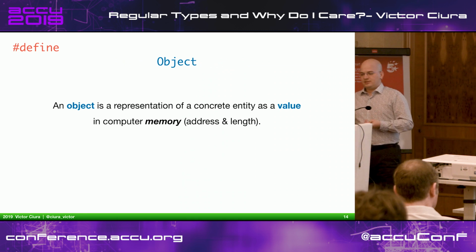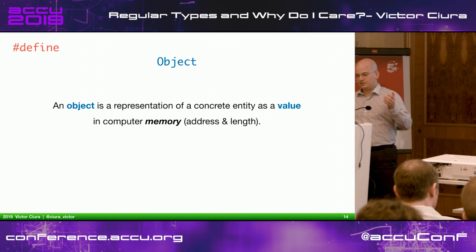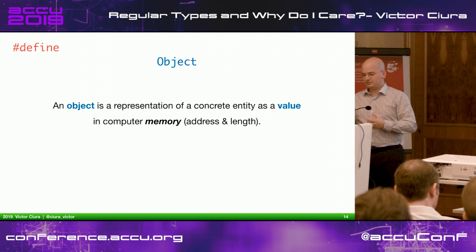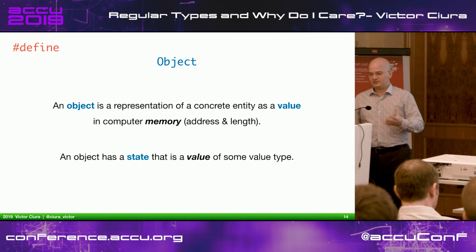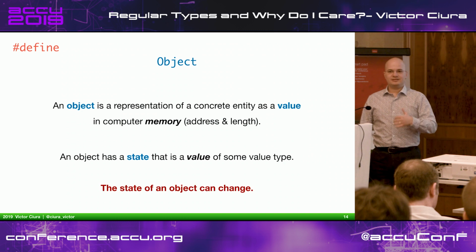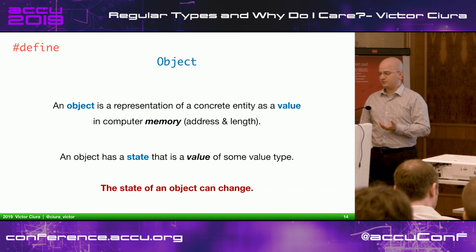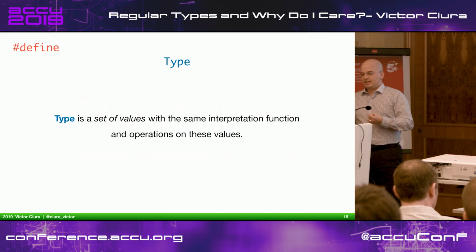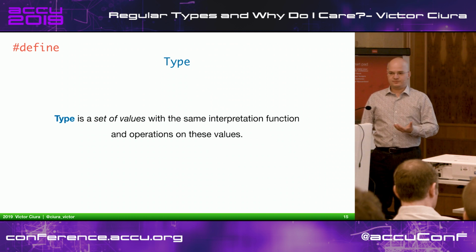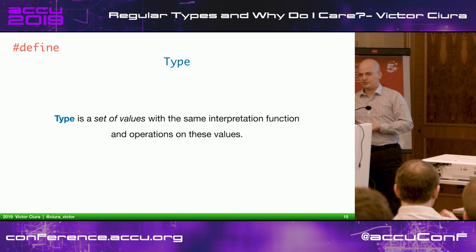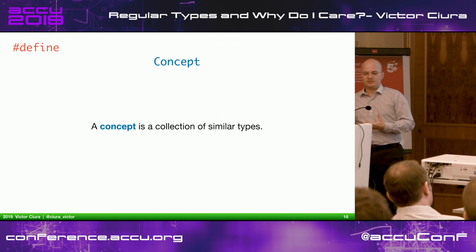An object is a representation of a concrete entity as a value in computer memory, defined by its address and its length, and as we've seen, its representation. And it has a state that is a value, and this state can change. So the value of an object in memory can change. A type is a set of values with the same interpretation function and operations on those values. This is just a formal definition, and a basic one. And a concept is a collection of similar types.